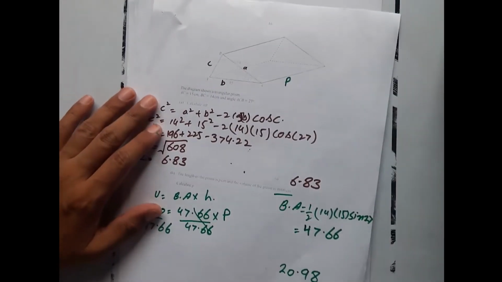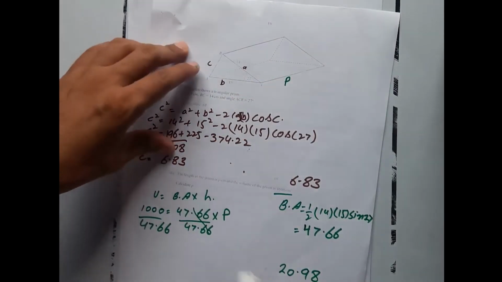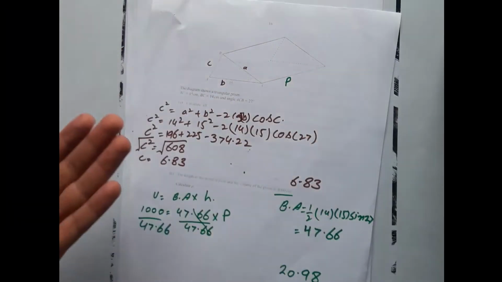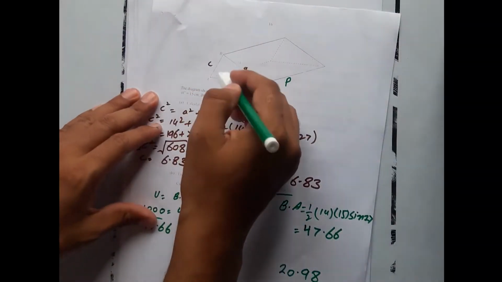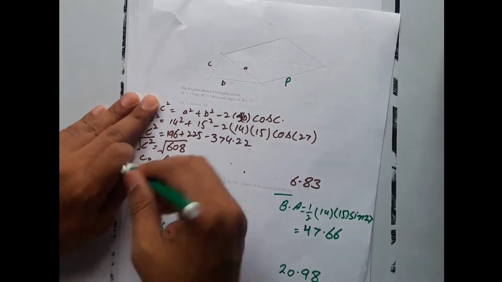Now we are on the C part. The prism is packed in a carton. The carton is a cuboid with size 15 by p by h. Calculate the smallest possible value. Okay, we have to pack this. If we pack them, this will become your height. If we flip them and pack into the box, this will become your actual height.